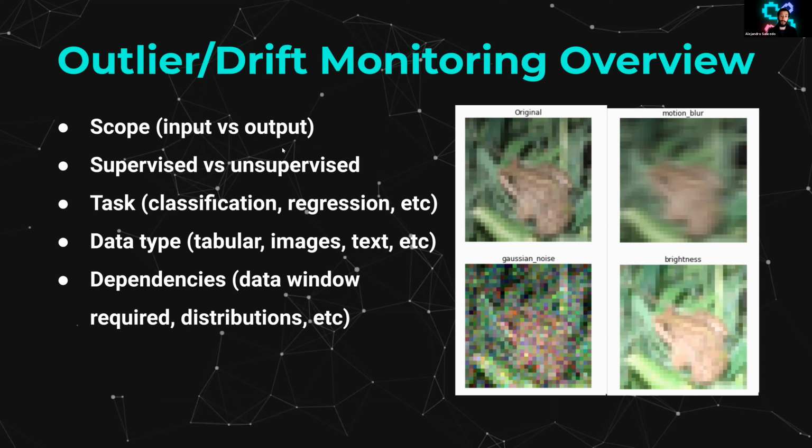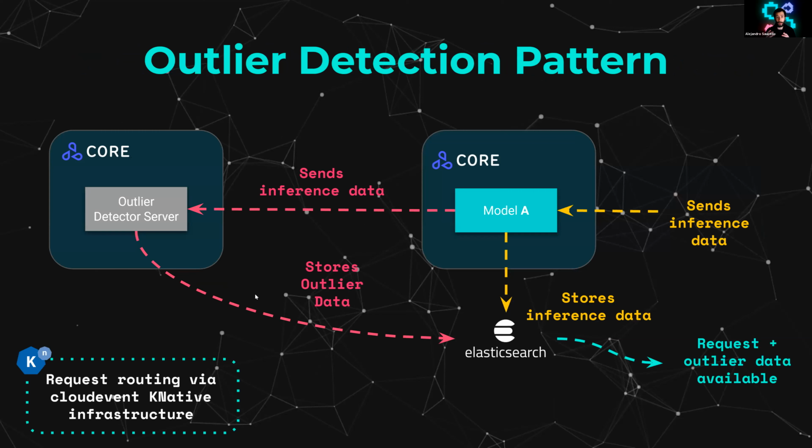The key thing with outlier detection is that there are also different attributes to consider. There is a scope, whether it's acting upon the input or the output; whether it is a supervised or unsupervised algorithm being used underneath for your outlier or drift detector; whether it is classification, regression, etc.; and the data type, for tabular, images, etc. And from that perspective, it also has its own pattern, right? First, let's talk about the outlier detection pattern.